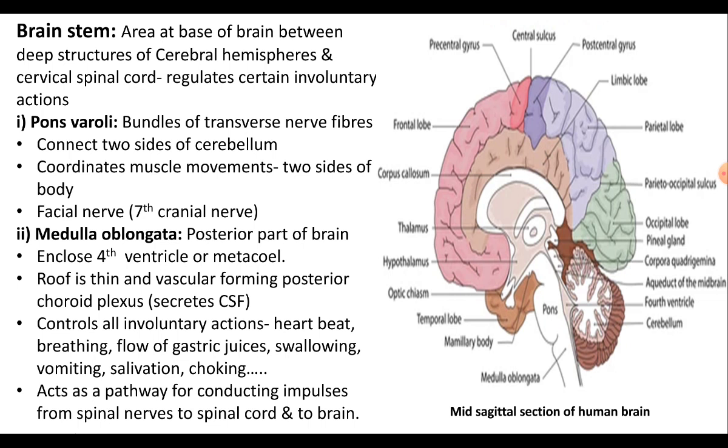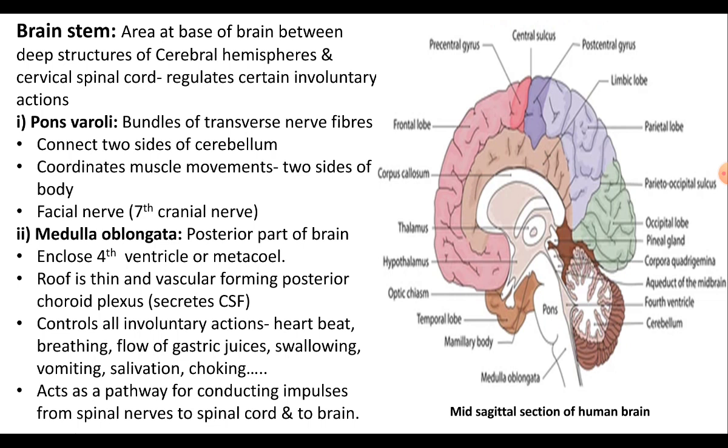The other part of the brainstem is the medulla oblongata, which is the posterior most part of the brain, and it continues as the spinal cord and runs in the vertebral column. Medulla oblongata encloses the fourth ventricle called the metacoele, where the roof of this metacoele is very thin and is made up of non-nervous vascular tissue, and it forms the posterior choroid plexus, which plays a major role in production of cerebrospinal fluid.